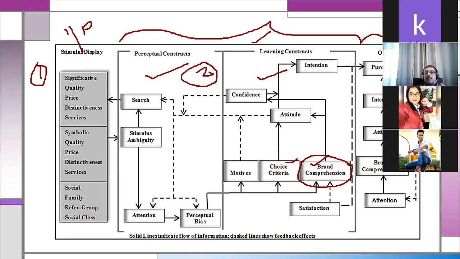But in the earlier one, there was nothing known as brand comprehension. There was nothing as brand comprehension, whereas people, family, friends used to influence it. So these are the learning constructs and perceptual constructs. When I say perceptual constructs, there's something known as stimulus ambiguity. Stimulus मतलब क्या है? How you got influenced to buy a product. Stimulus, क्या चीज है जो तुमको वो खरीदने में मजबूर किया?